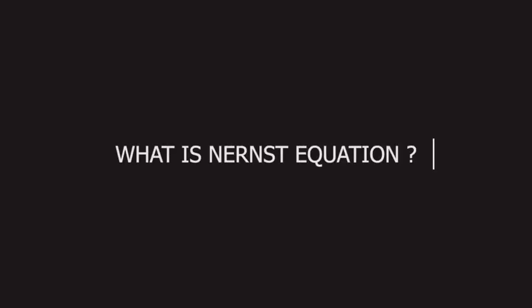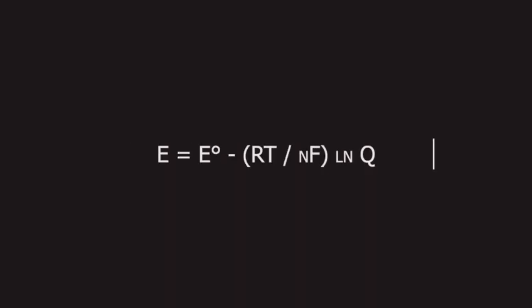The Nernst equation is a fundamental concept in electrochemistry. It helps us calculate the voltage or potential of an electrochemical cell under non-standard conditions. The equation is written as E equals E naught minus RT divided by nF times the natural logarithm of Q.